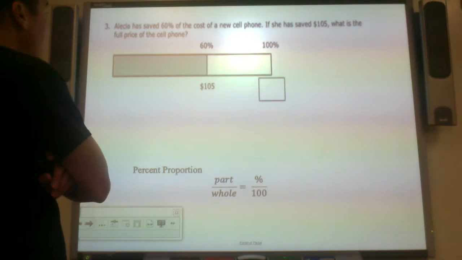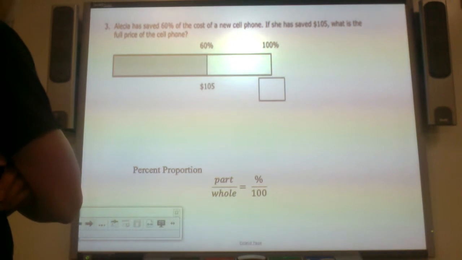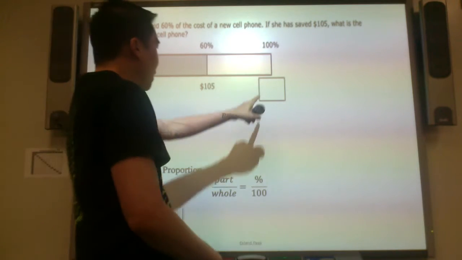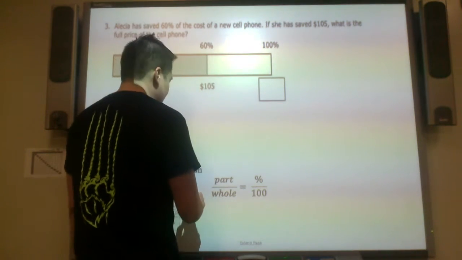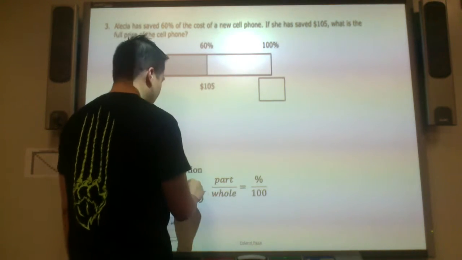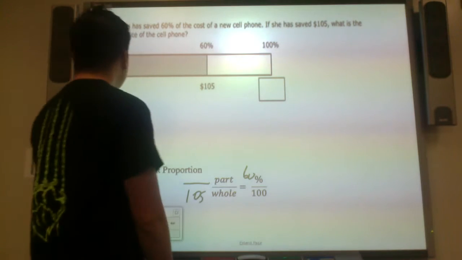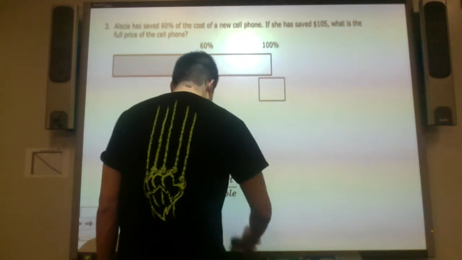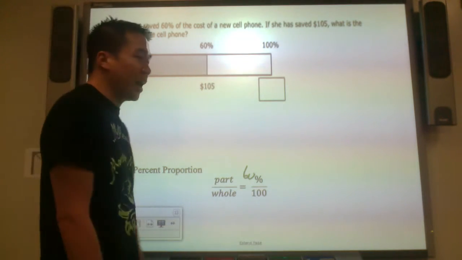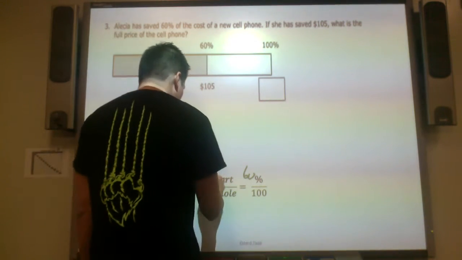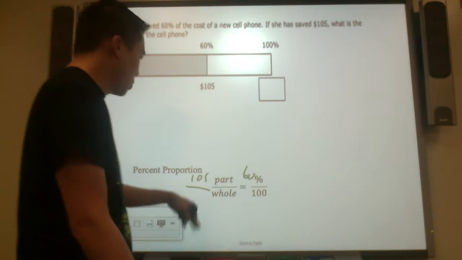Alicia has saved 60% of the cost of a new cell phone. If she saved $105, what is the full price of the cell phone? I want to find the full price right here, so I'm going to use the percent proportion. The full price... sorry, I misread it. So again, she saved $105, is that the part? Yes, that's the part. Find the full price, which is the original whole price. So we don't know this part.